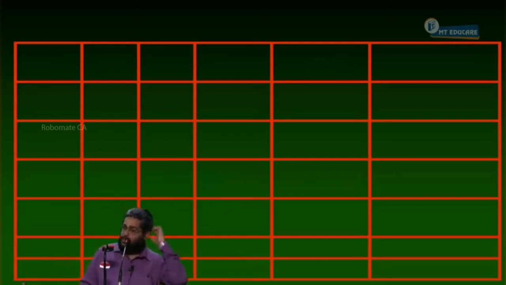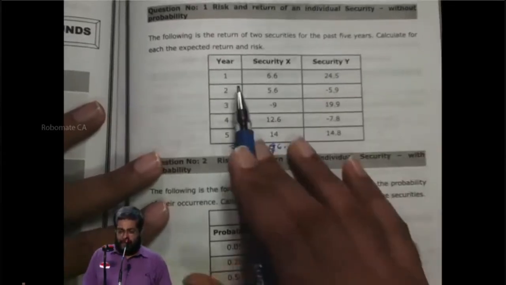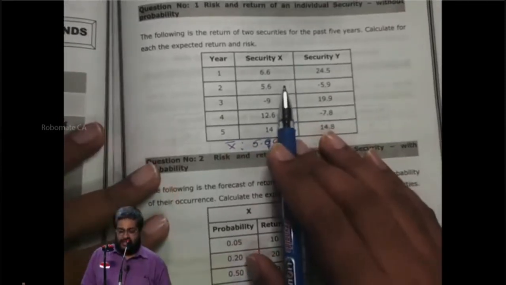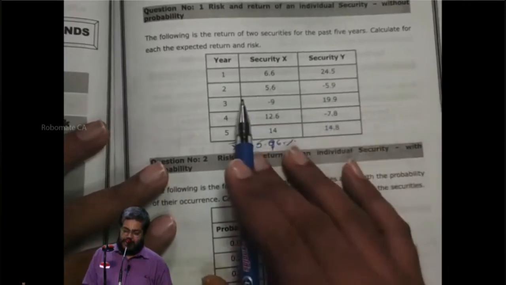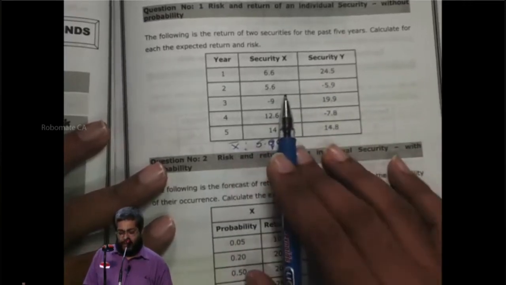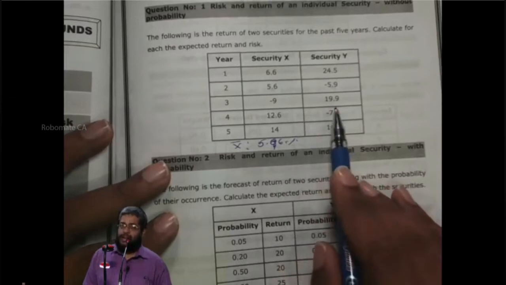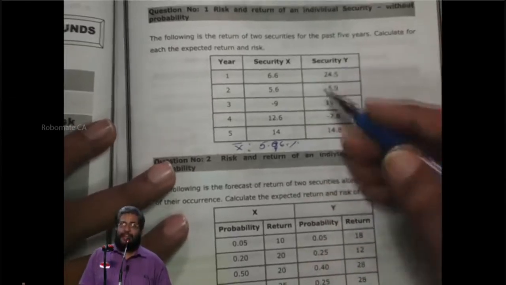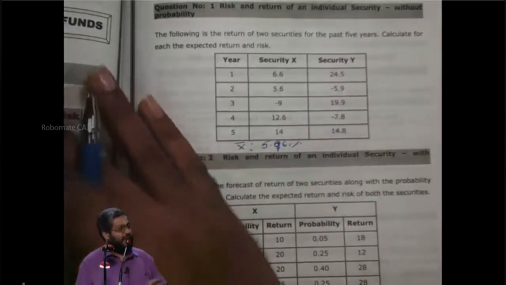If you see question 1, stop talking. Two shares are there in the stock market. In the first year, security X reported how much return? 6.6. Security Y, 24.5. In the second year, X reported 5.6, Y reported minus 5.9. Third year, X reported minus 9, Y reported 19.9. Like that, in different years, the stocks have reported different profits, which you can get from the stock market data.